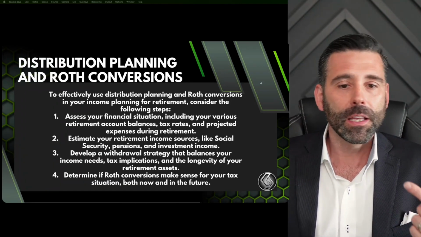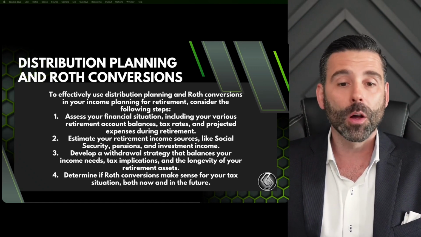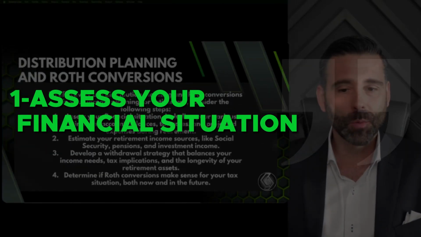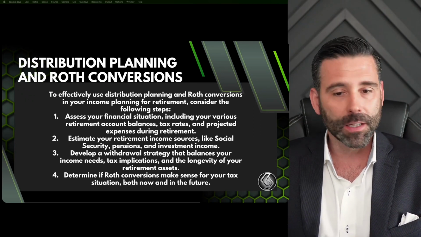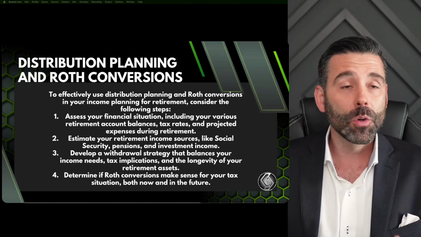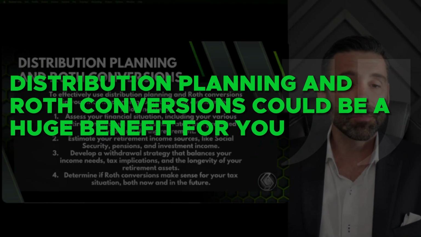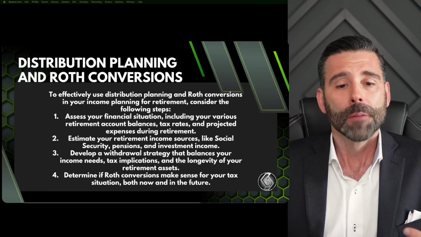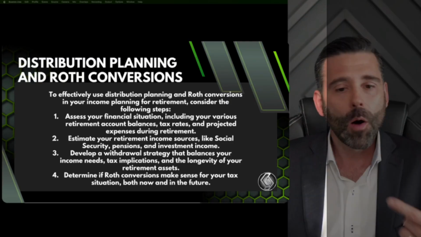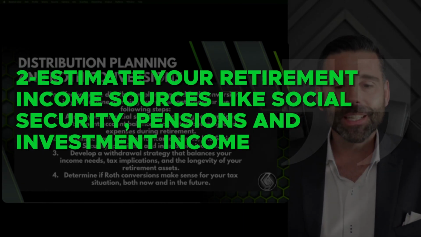So to effectively use distribution planning and Roth conversions in your income planning for retirement, consider the following steps. Number one is assess your situation, including the various retirement account balances, tax rates, and projected expenses during retirement. If you're somebody who has very low expenses, then distribution planning and Roth conversions could be a huge benefit for you. And our case study is going to touch on that today. But really important, also estimate your retirement income sources like Social Security, pensions, and investment income.